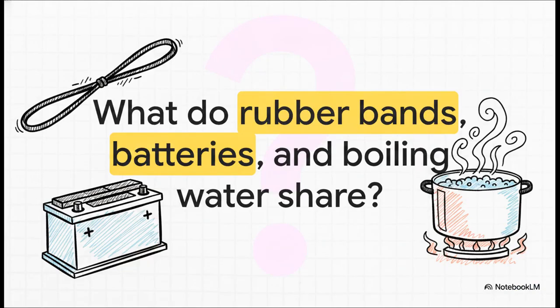So, let me hook you right out of the gate with a little puzzle. What do a stretching rubber band, a standard car battery, and a boiling pot of water all have in common? I mean, on the surface, absolutely nothing, right? They run on completely different mechanical and chemical principles. But, as we're going to see, there is actually a single mathematical master key that unlocks the mysteries of all three.